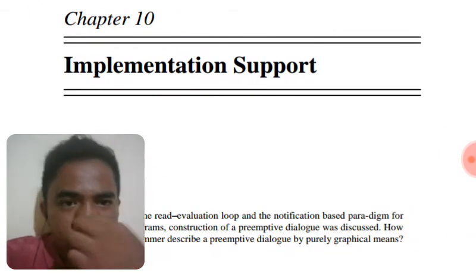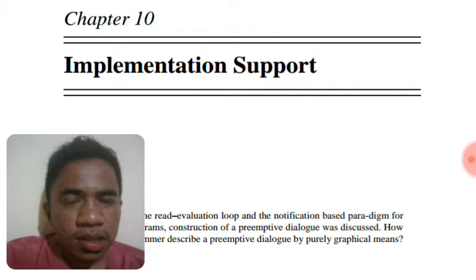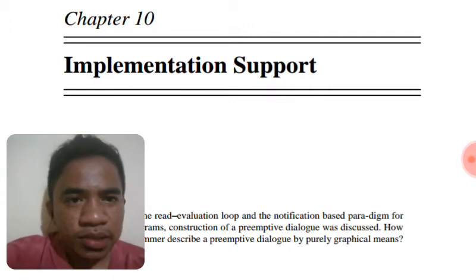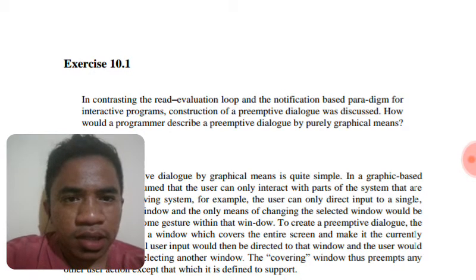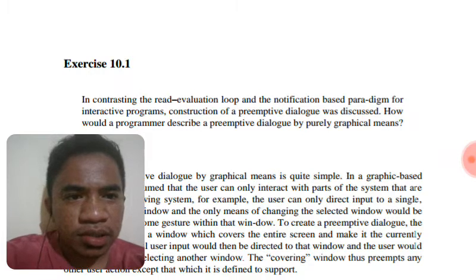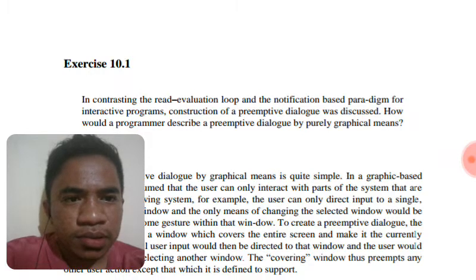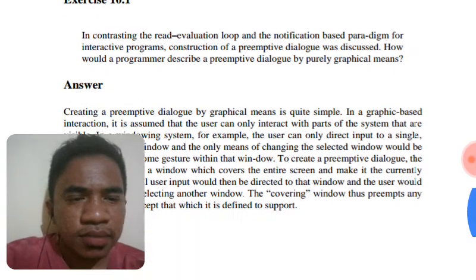Chapter 10. Implementation support. Exercise 10.1. In contrasting the read-evaluation loop and the notification-based paradigm for interactive program construction, the preemptive dialogue was discussed. How can a program describe a preemptive dialogue by purely graphical means?